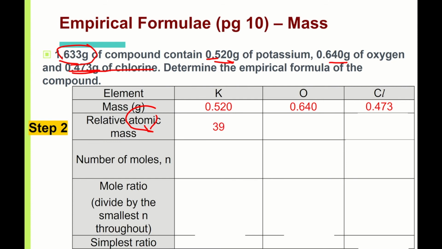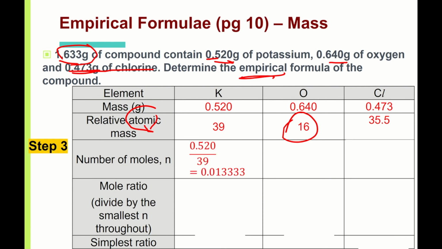So 1 Ar for potassium is 39, oxygen is 16. Take note, this is the part that students will get wrong. Chlorine is 35.5. We are always looking at just one atom. What is the mass of one atom? Reason being, empirical means simplest. Without looking at the answers, I hope that you have already calculated the moles. 1 potassium is 39, 0.52 gram, how many moles? You should be able to get this, mass over molar mass.